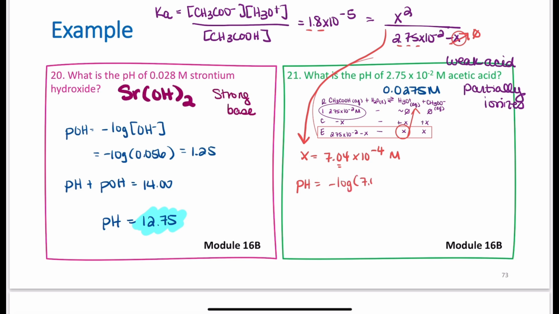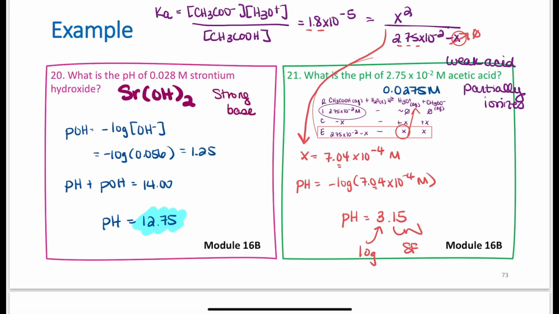Negative log of 7.04 times 10 to the negative 4 molar. Now, my final answer here needs to have two sig figs. So remember, when you are in the log scale, what I get out here is 3.15. This is due to the log. Anything after the decimal place is my sig figs. So 3.15 is two sig figs.